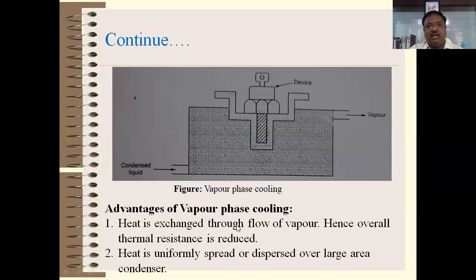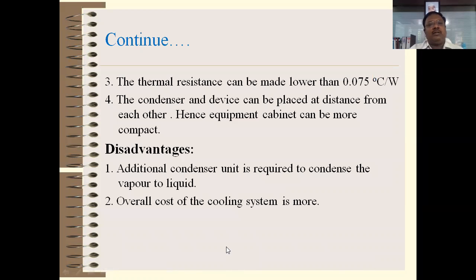So the advantages are given for vapor phase cooling. Heat is exchanged through flow of vapor, hence overall thermal resistance is reduced. Heat is uniformly spread or dispersed over a large area, that is a condenser. The thermal resistance can be made lower than 0.075 degrees Celsius per watt, which is very small as compared to any other. The condenser and the device can be placed at a distance from each other, hence the equipment cabinet can be more compact.